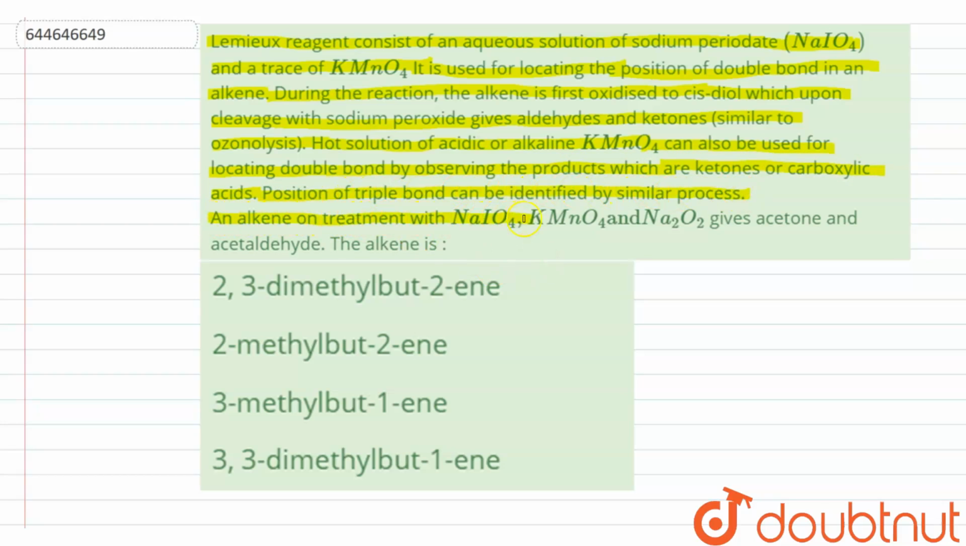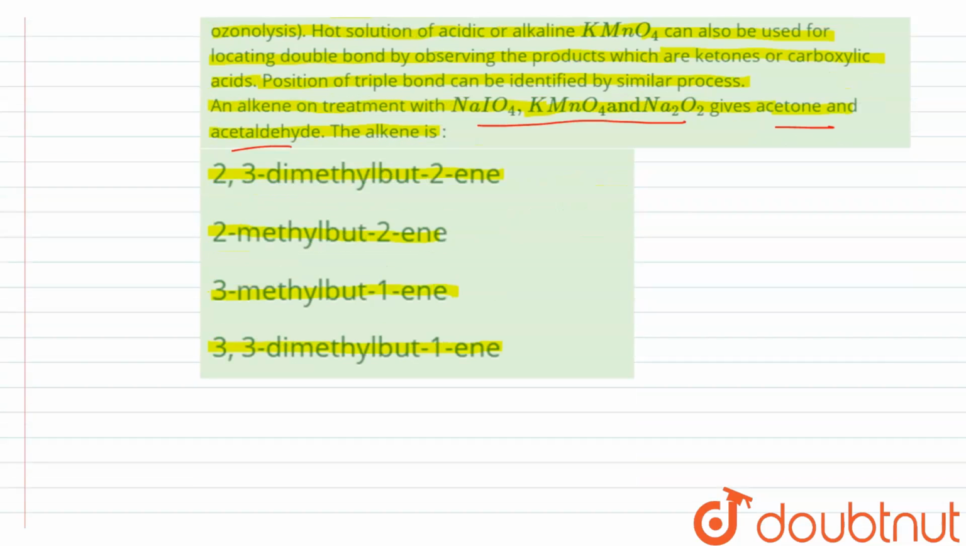An alkene on treatment with NaIO4, KMnO4 and Na2O2 gives acetone and acetaldehyde. The alkene options are 2,3-dimethyl-butene, 2-methyl-butene, 3-methyl-butene or 3,3-dimethyl-butene. So we have to tell on which alkene, when these three reagents are treated, will give acetone and acetaldehyde as products. So we'll see one by one, right?